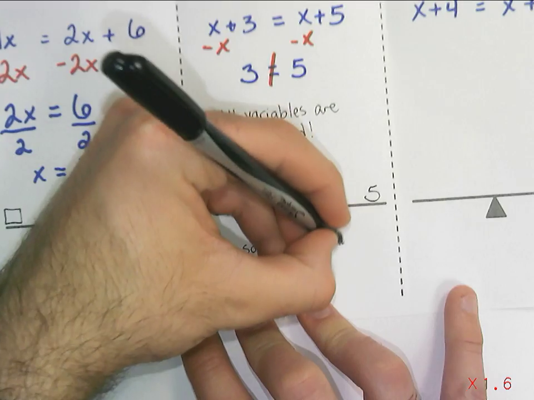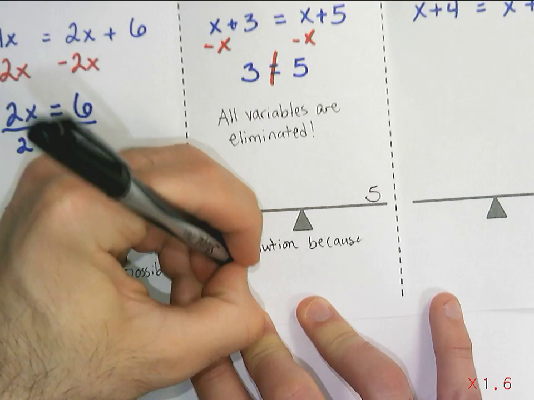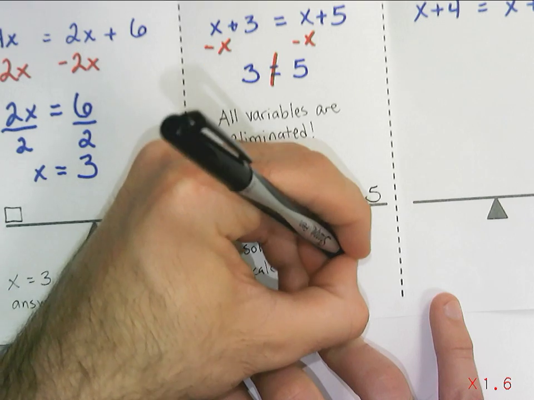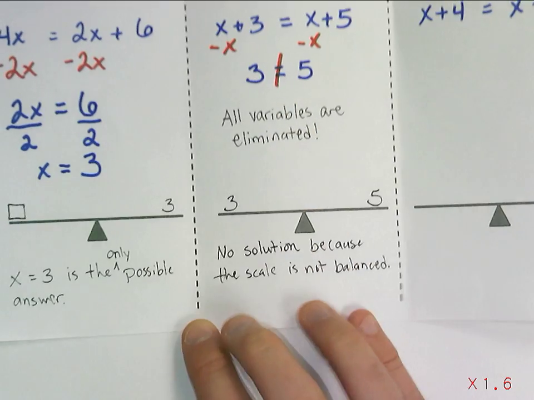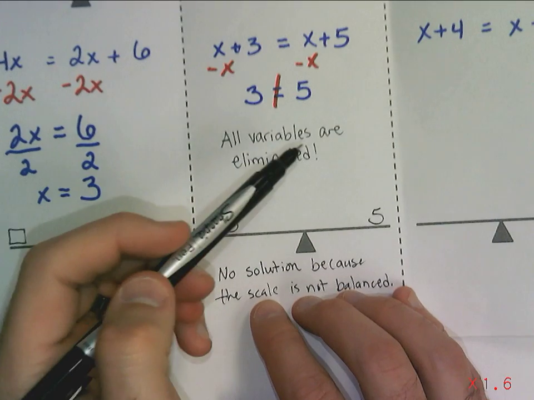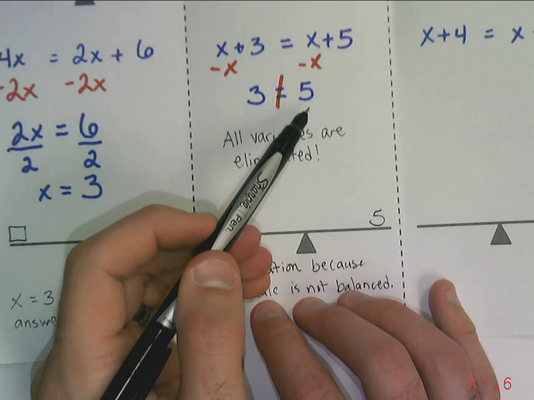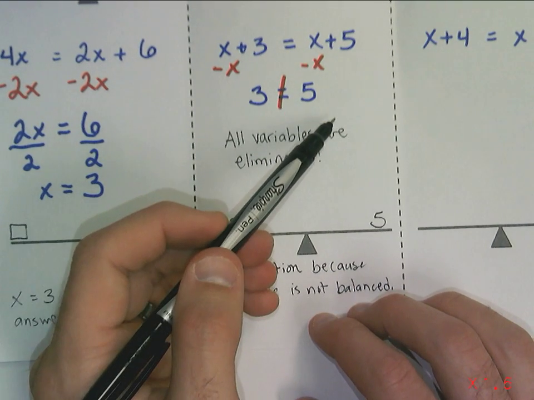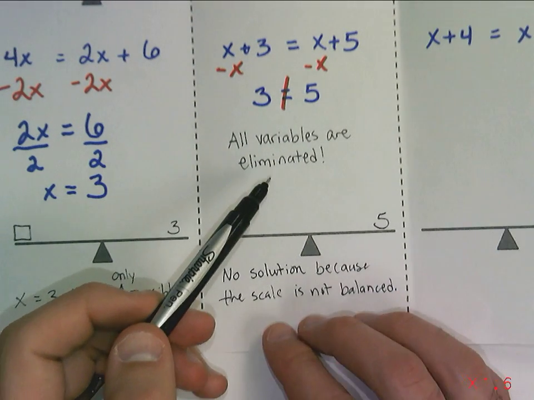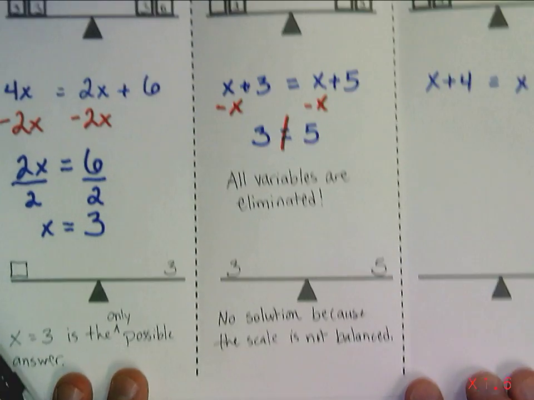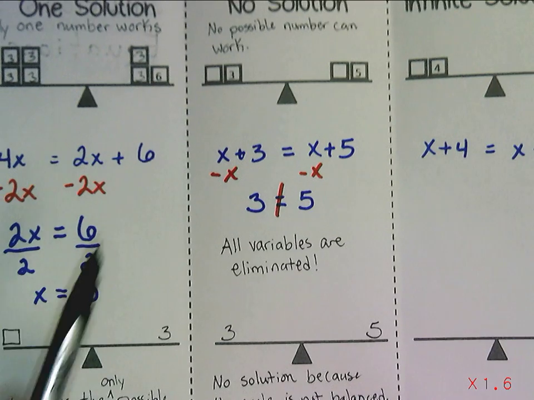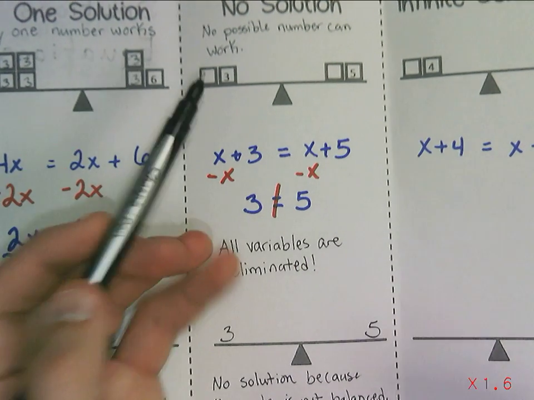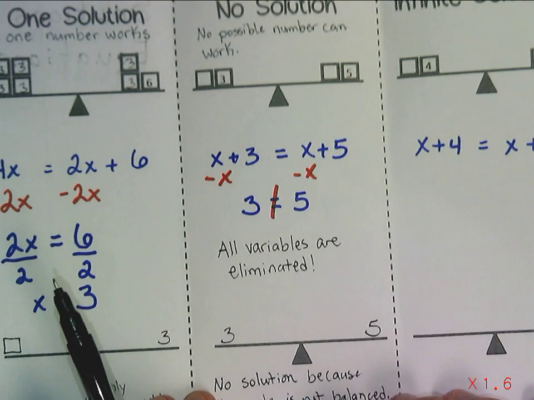because the scale is not balanced. So if you end up with one number equal to another number that's not itself, we know that there's no solution, and all variables will be eliminated. So there's no value of x that we can put in either one of these boxes to get both sides balanced. So that's why we have no solutions there.